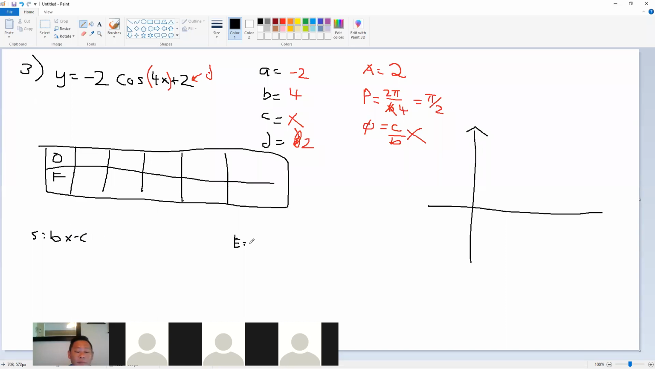Anyone? This is what you did in your 6.4 homework, right? I told you, if you don't know how to draw a cosine graph, forget about secant and cosecant, sine, cosine graph. You need to know how to do this.